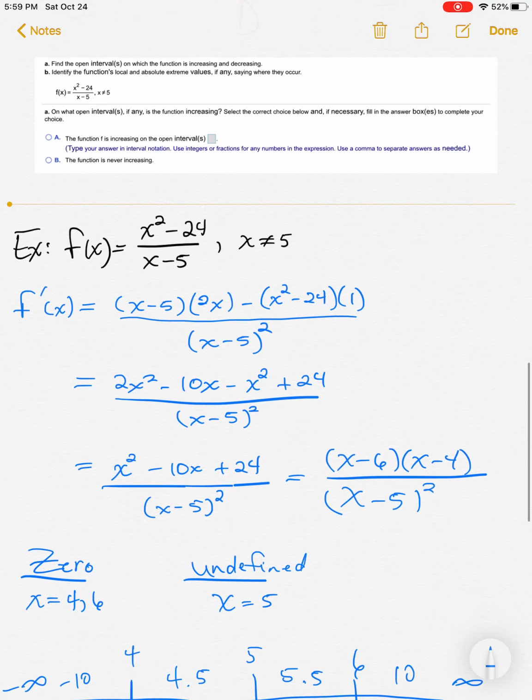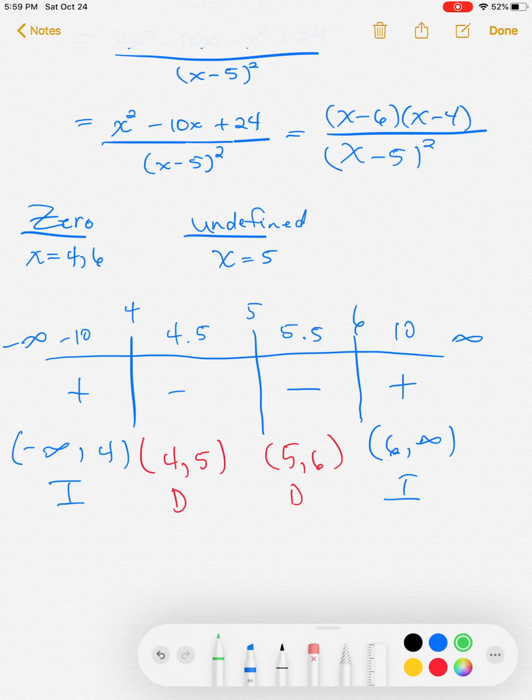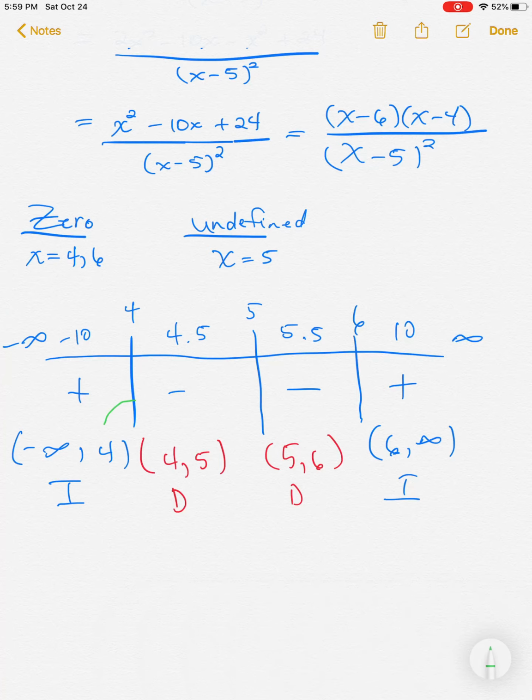It says identify the function's local and absolute extreme values. All right? In addition to using this, identifying the local and absolute extreme values, remember, when you're on the hill, increase to decrease, you have a max. Nothing's happening here because it's constant. Then we have decrease to increase. That gives a minimum. So those are local values.